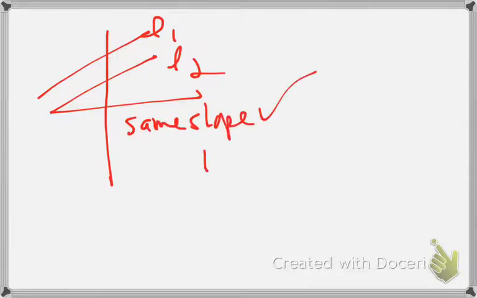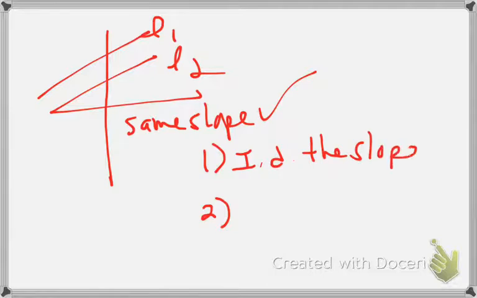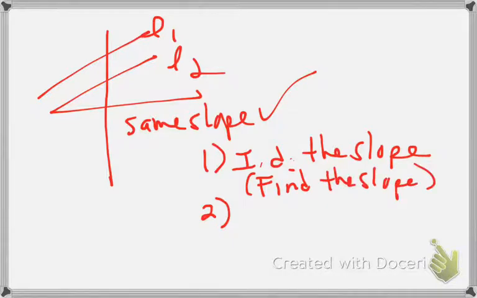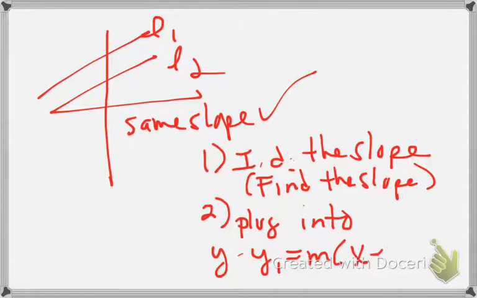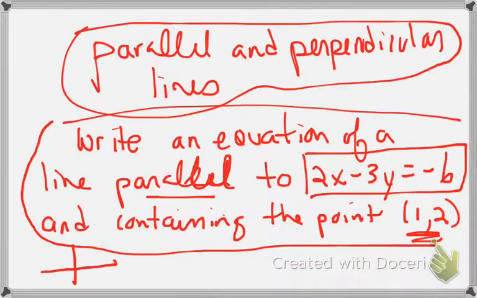So the real thing is, we already know that writing equations of lines is a two-step procedure. One thing is ID the slope, figure out what the slope is, and find the slope. And then step 2 is plug and chug. Plug into y minus y1 equals m times x minus x1. Plug and chug into point slope form to help you get the equation of the line. Okay, so let's go back to that first.